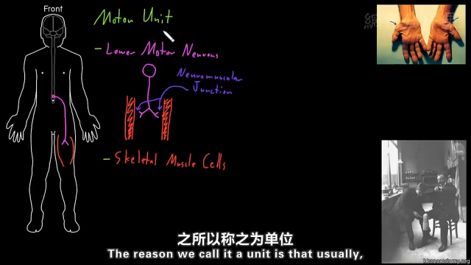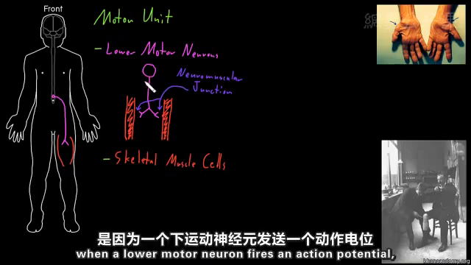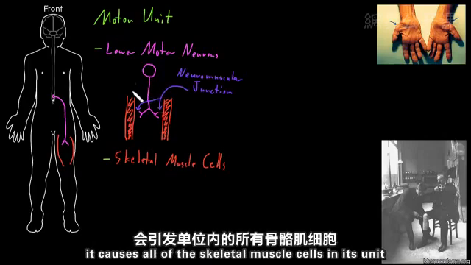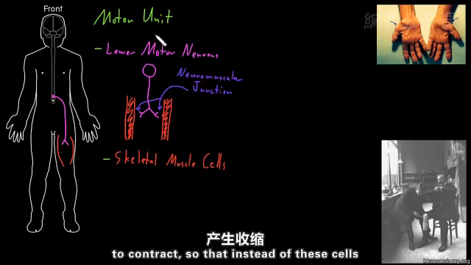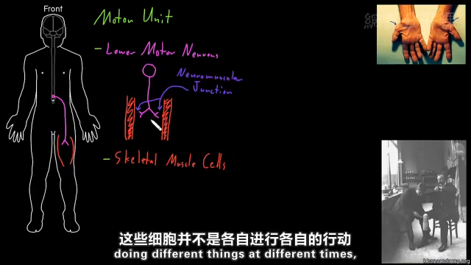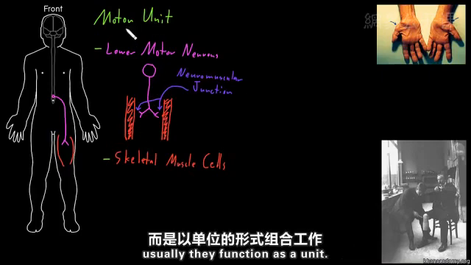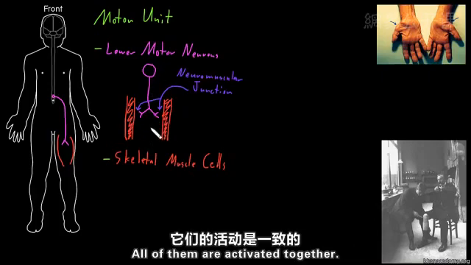And the reason we call it a unit is that usually when a lower motor neuron fires an action potential, it causes all of the skeletal muscle cells in its unit to contract, so that instead of these cells doing different things at different times, usually they function as a unit. All of them are activated together.